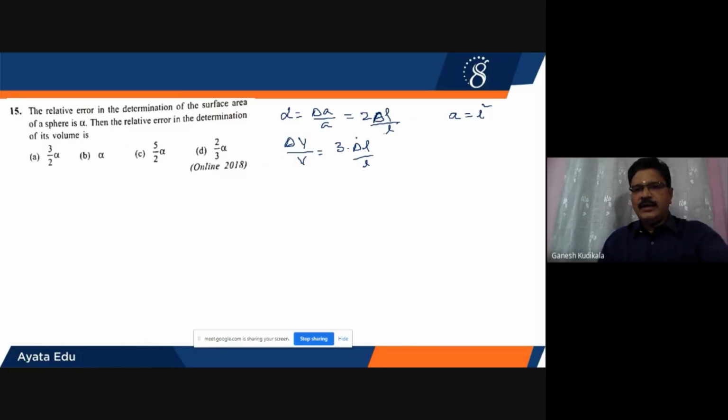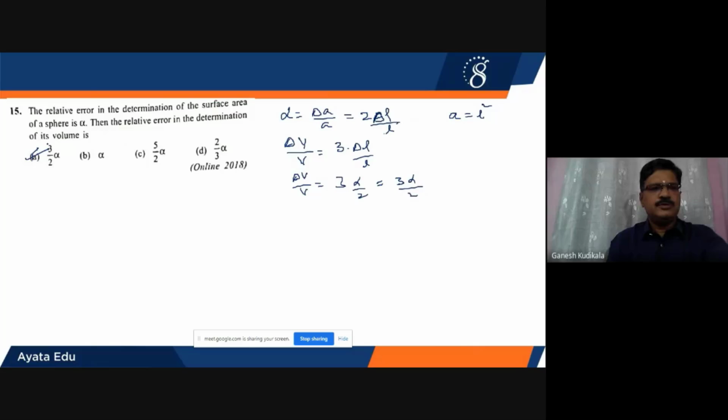So now delta L by L can be replaced in this formula: delta V by V equals 3 into delta L by L, which equals 3 into alpha by 2. Therefore, 3 alpha by 2 is your answer. That is your first option.